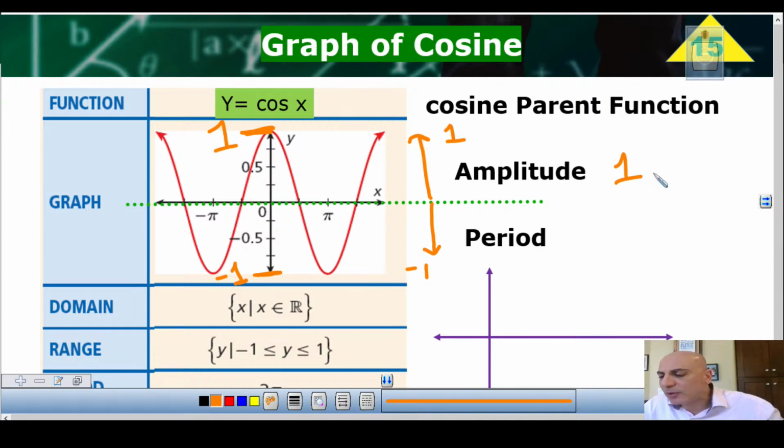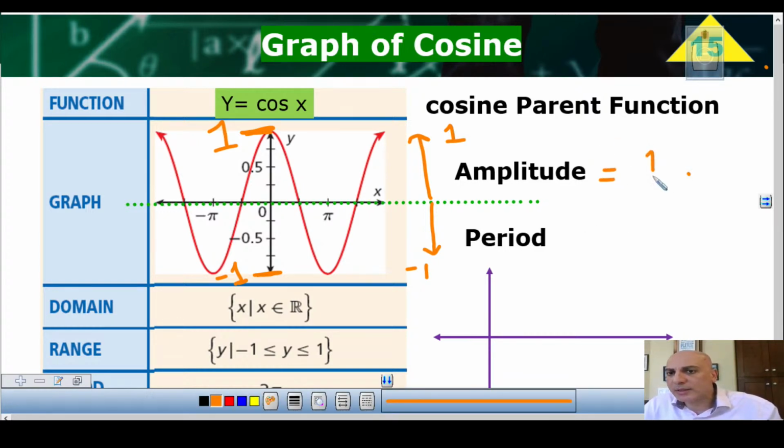So that's why we say the amplitude is a distance, and distance is always positive. From the midpoint, this is how you measure the amplitude. From the midpoint, in this case, I have 1 up or 1 down. So the amplitude is going to be equal to 1. Okay?